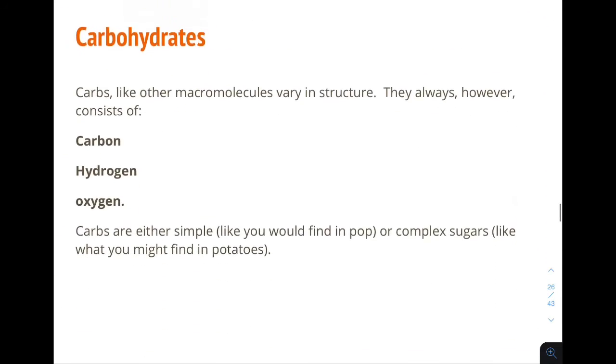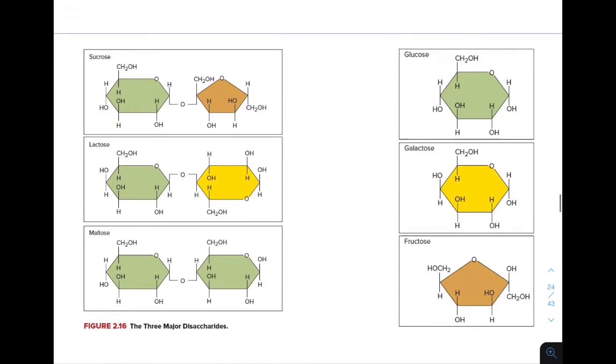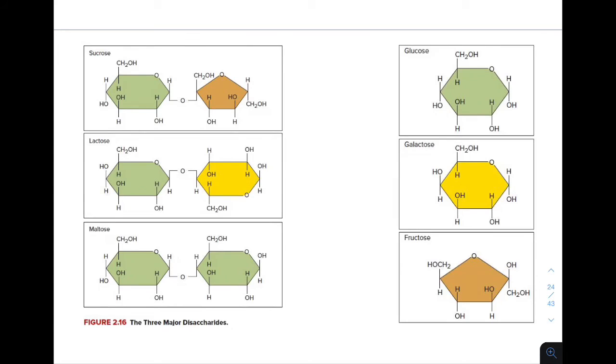Next, I'm going to flip past this slide for a second, are the carbohydrates. Carbohydrates are always made of lots of carbon, hydrogen, and oxygen. Carbohydrates can be simple, or they can be complex. The ones on the right side of this picture are called mono, meaning one, saccharides. Saccharide meaning sugary things.